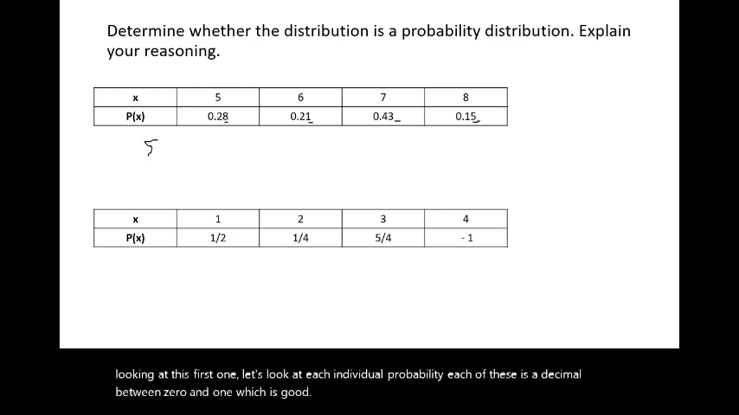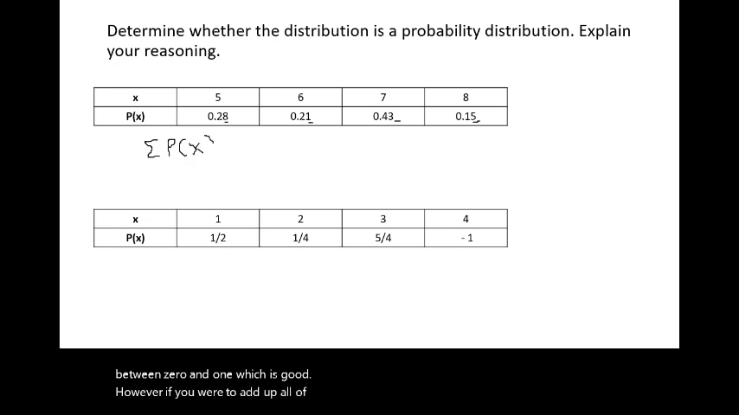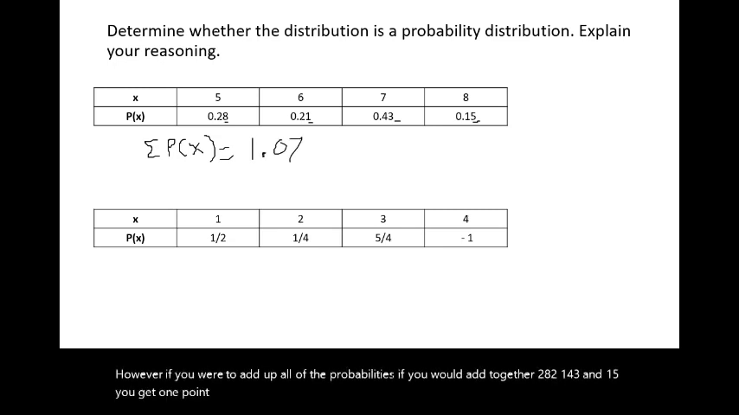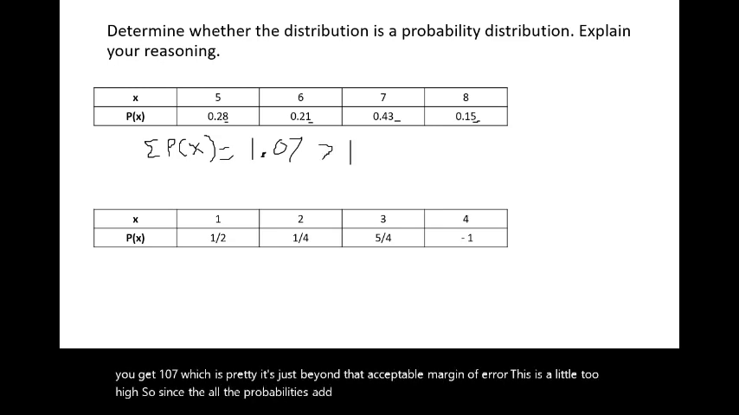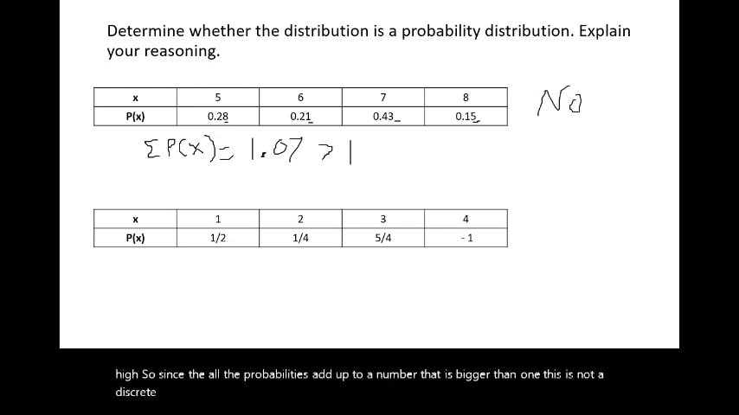However, if you were to add together 0.28, 0.21, 0.43, and 0.15, you get 1.07, which is beyond that acceptable margin of error. This is a little too high. So since all of the probabilities add up to a number that is bigger than 1, this is not a discrete probability distribution.